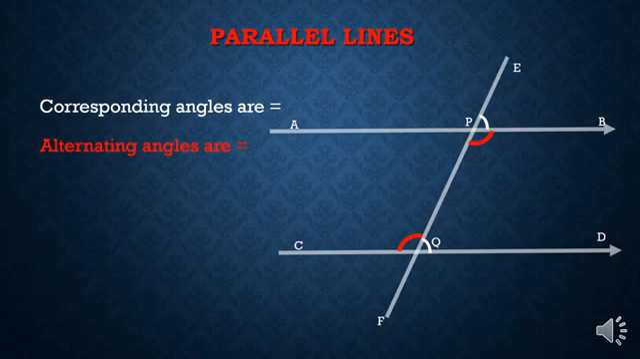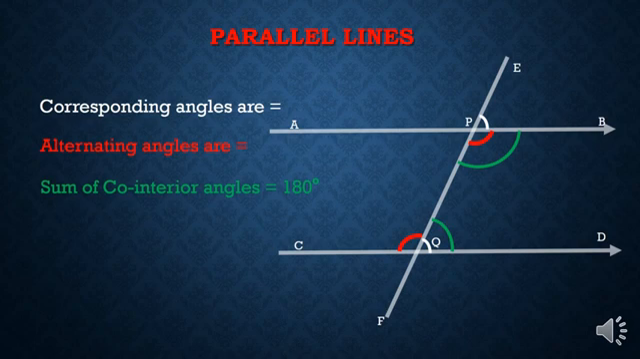Next we will see these two angles. If you notice, they are not equal. But if we add them together, they will be equal to 180 degrees. They are co-interior angles. The sum of co-interior angles is equal to 180 degrees. If you notice, they are on the same side of the transversal within the parallel lines. So they are called co-interior angles.